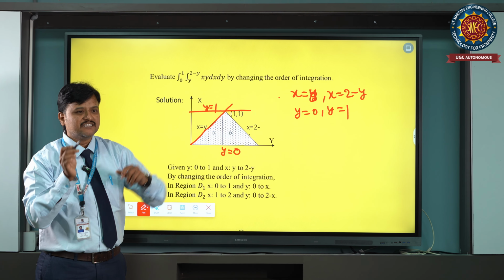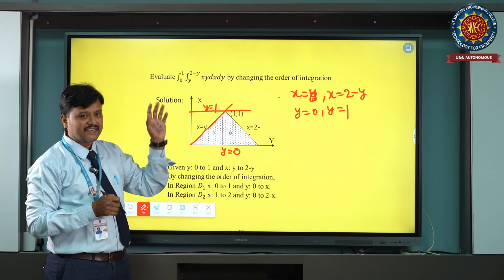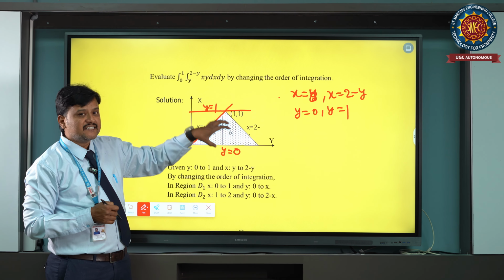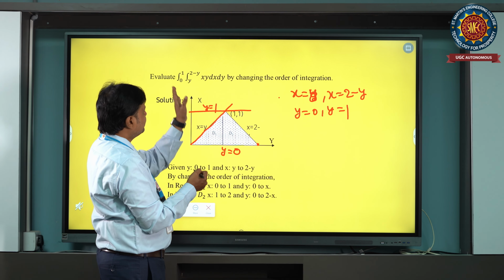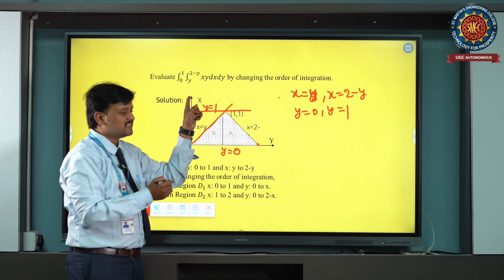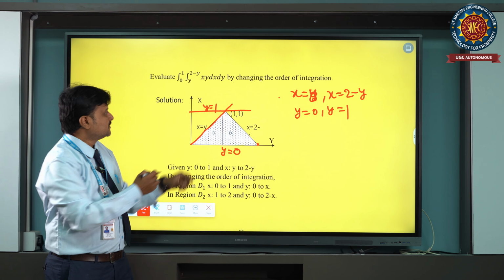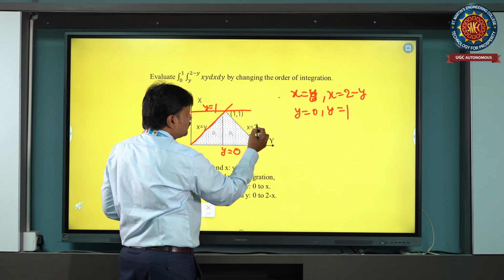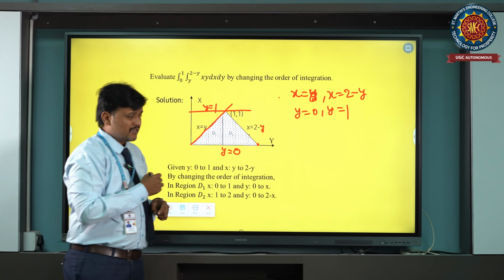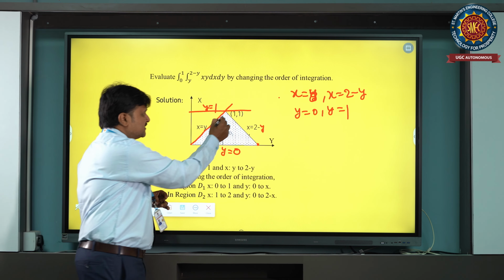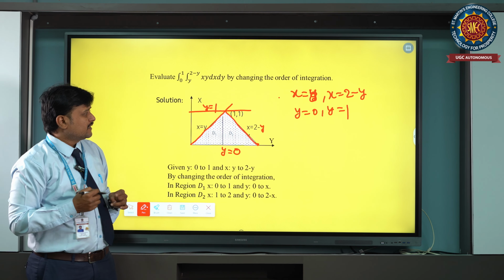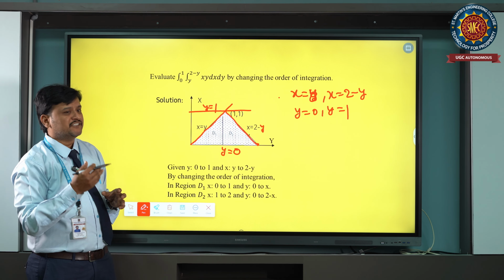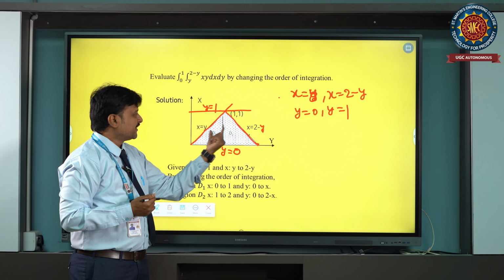It is in the form x plus y is equal to 2, which is a line equation intersecting the y-axis at this point and the x-axis at this point. So this is the x is equal to 2 minus y line. Now we have to identify the required region. So this is the required region.